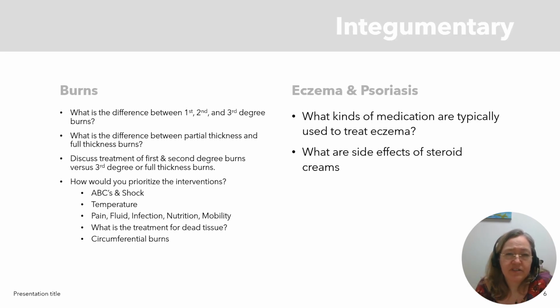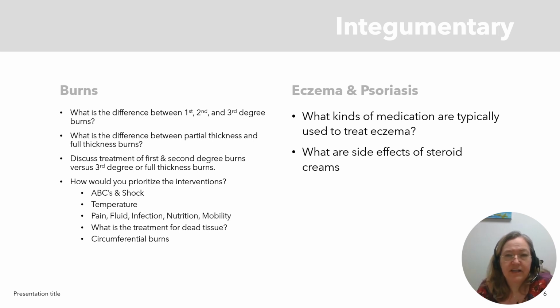Integumentary is important in this test that we're taking. So make sure that you can recognize the difference between a first, second, and third degree wound, a burn, and also know the difference between a partial thickness burn and a full thickness burn. Discuss treatment of a first and second degree burn versus a third degree or full thickness burn. And then also you should know how we measure what percentage of the body is involved in the burn. So like 60% of the body, what does that mean?